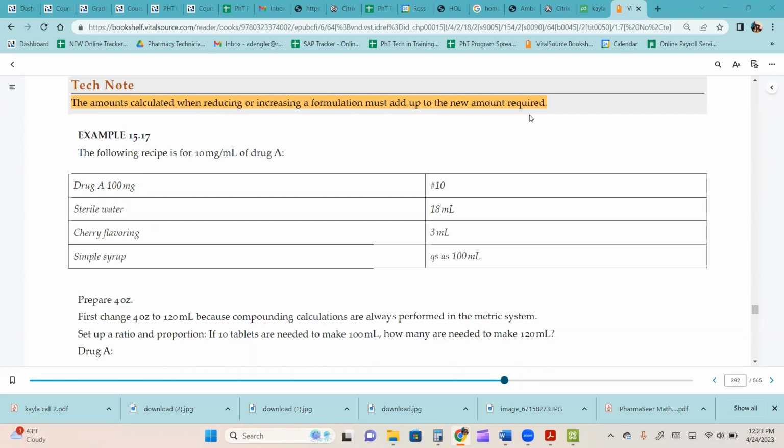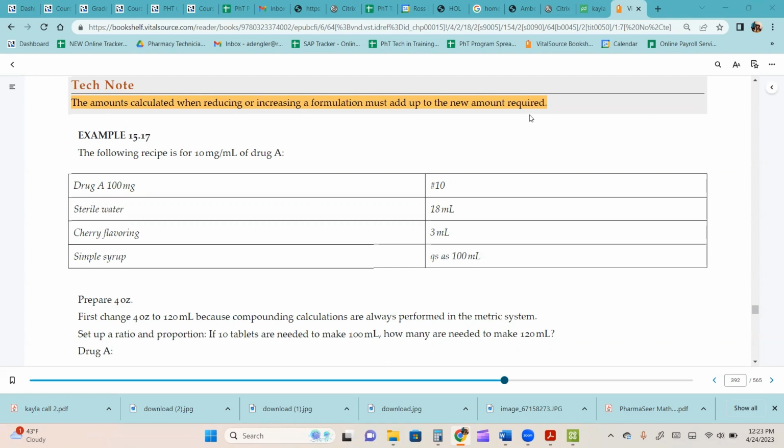Example 15.17, the following recipe is for 10 milligrams per ml of drug A. Drug A is 100 milligrams, which is 10 tablets that we need. Distilled water 18 ml, cherry flavoring 3 ml, simple syrup QS AD 100 ml. That means at the end, we want to have 100 ml. We want to prepare 4 ounces. So first change 4 ounces to 120 ml.